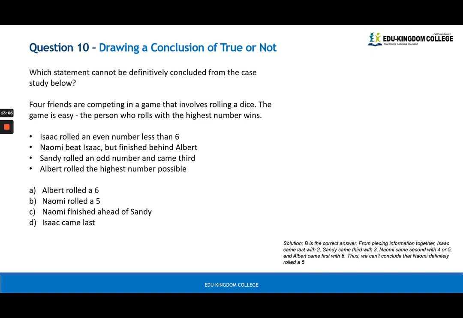Okay, which cannot be definitively concluded from this case study. 4 friends are competing in a game that involves rolling a dice. The game is easy. The person who rolls the highest number wins. Okay, Isaac rolled an even number less than 6. So Isaac could have rolled a 2 or 4, right? Naomi beat Isaac but finished behind Albert.